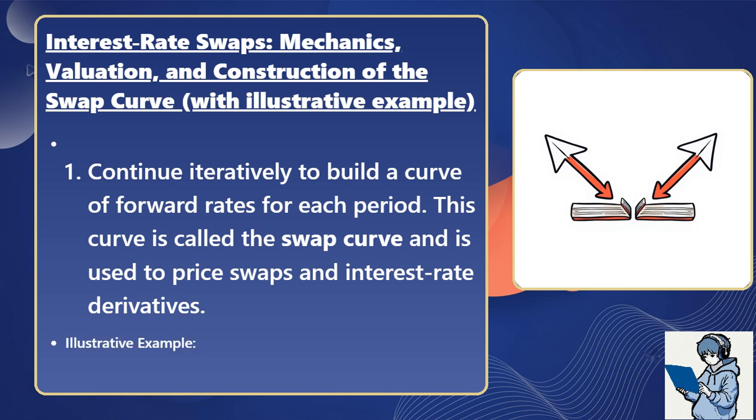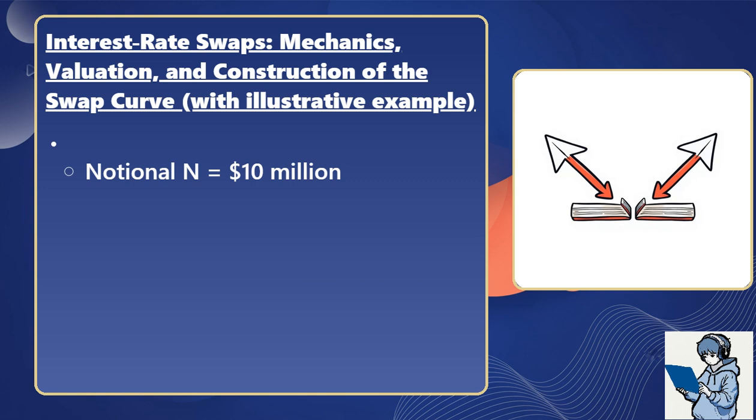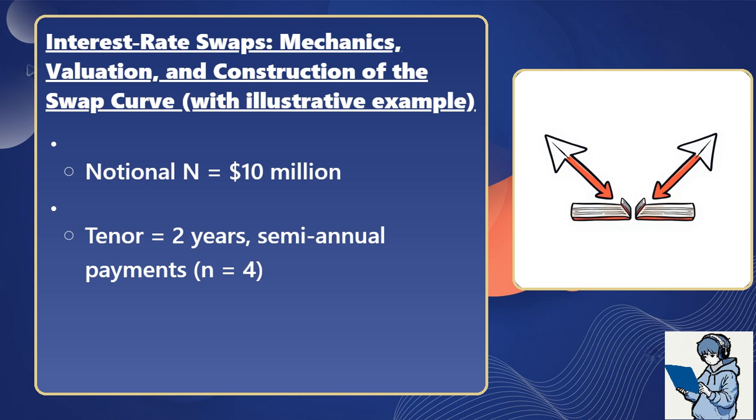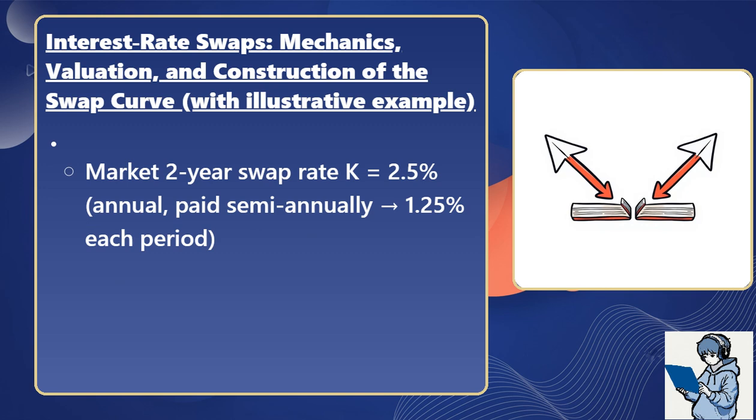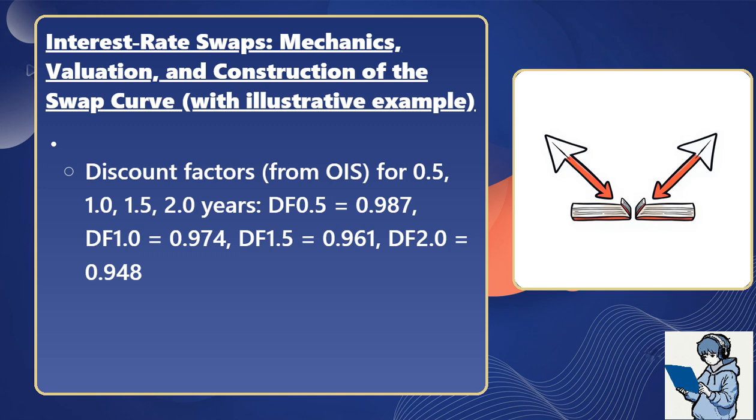Illustrative example: notional N equals $10 million. Tenor equals 2 years with semi-annual payments, so n equals 4. Market 2-year swap rate K equals 2.5% annual, paid semi-annually, which is 1.25% each period. Discount factors from OIS for 0.5, 1.0, 1.5, 2.0 years: DF 0.5 equals 0.987, DF 1.0 equals 0.974, DF 1.5 equals 0.961, DF 2.0 equals 0.948.